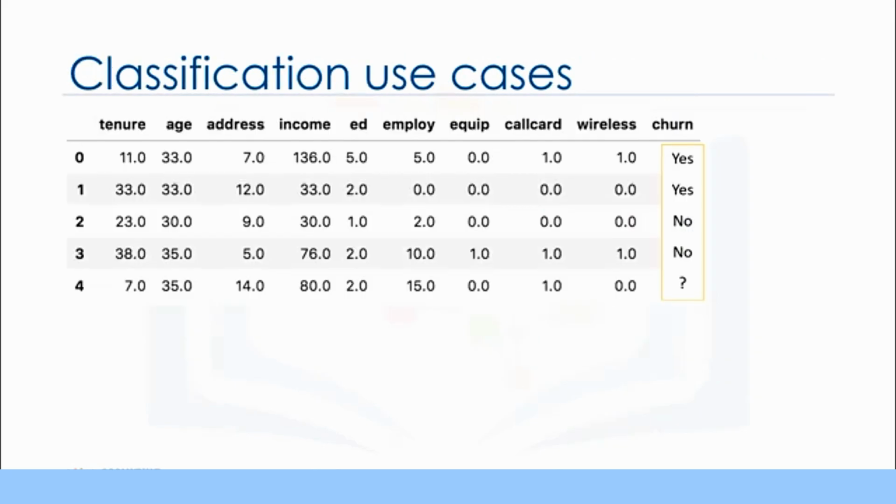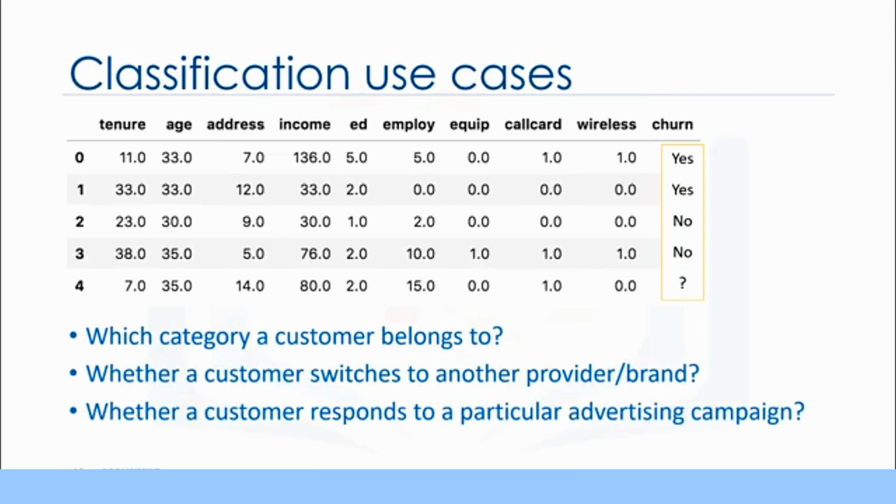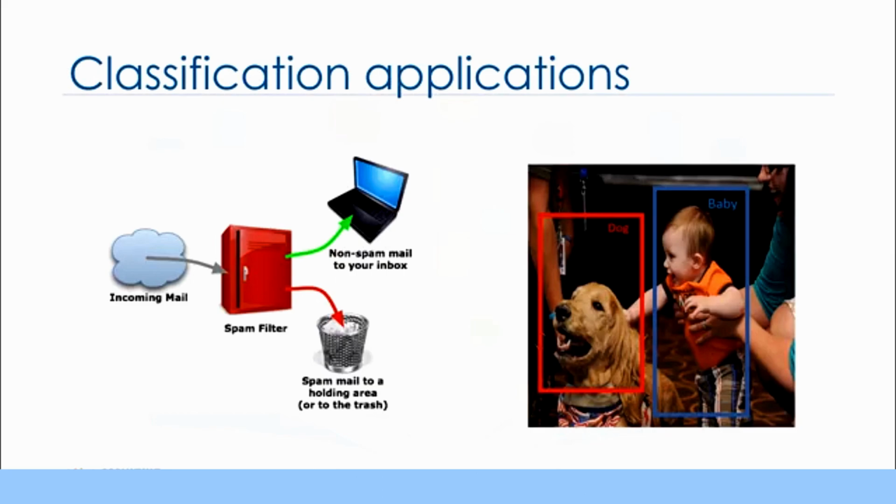Classification has different business use cases as well. For example, to predict the category to which a customer belongs, for churn detection, where we predict whether a customer switches to another provider or brand, or to predict whether or not a customer responds to a particular advertising campaign. Data classification has several applications in a wide variety of industries. Essentially, many problems can be expressed as associations between feature and target variables, especially when labeled data is available. This provides a broad range of applicability for classification. For example, classification can be used for email filtering, speech recognition, handwriting recognition, biometric identification, document classification, and much more.